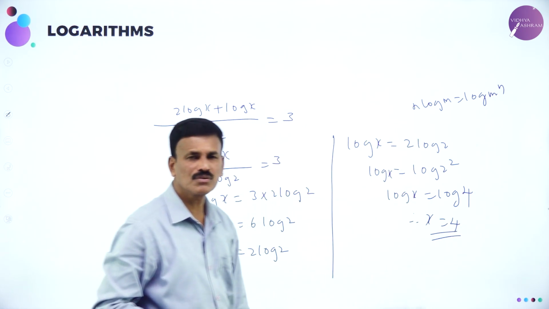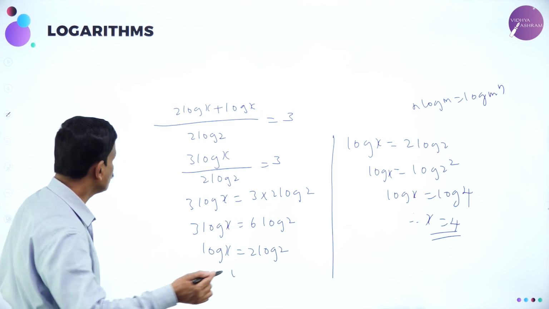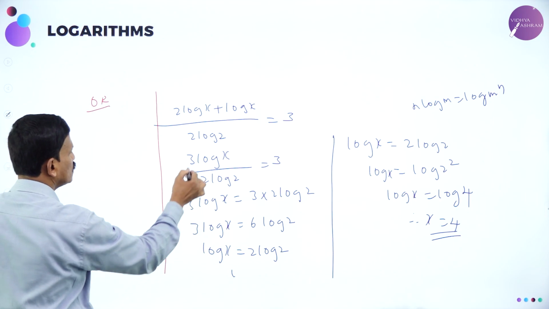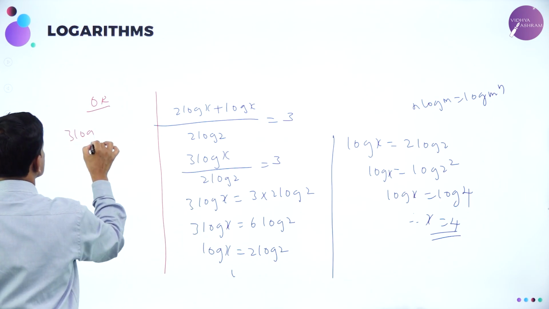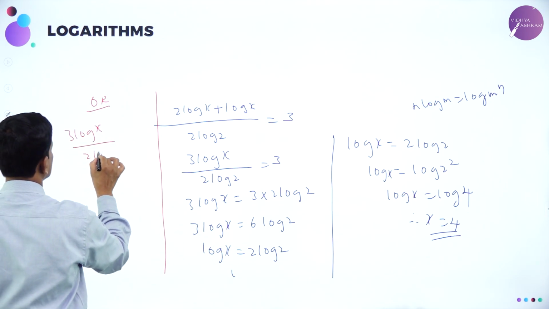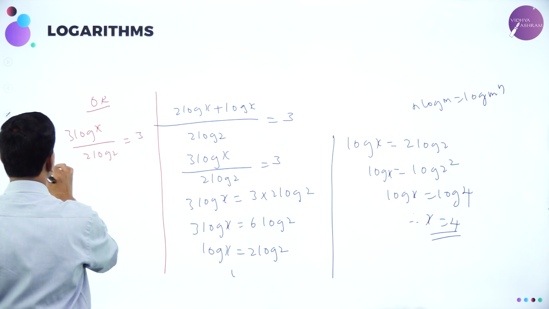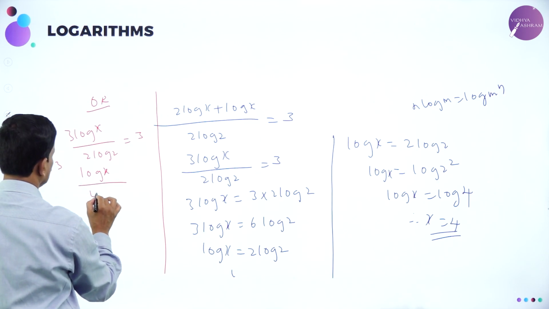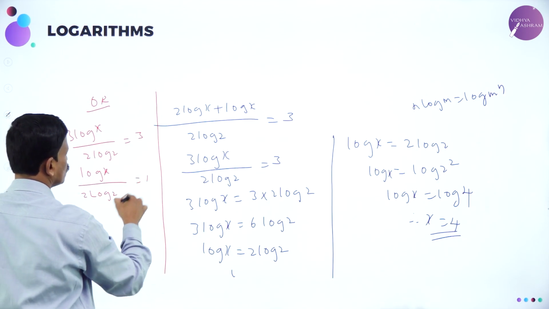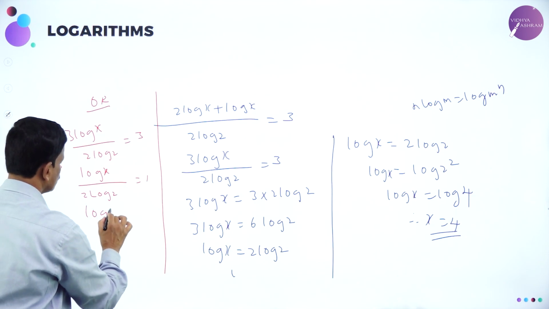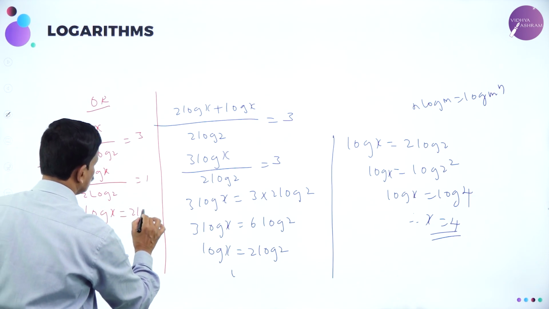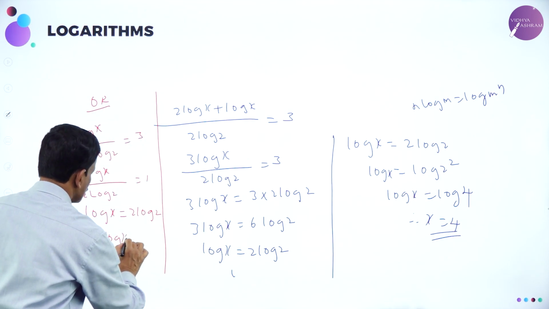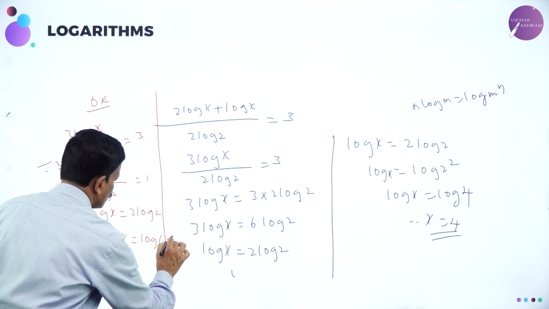That's it. This is how we are going to solve. Or if you want, you can solve like this also. Here, 3 log x divided by 2 log 2 is equal to 3. Just divide by 3. Then what you will get? Log x divided by 2 log 2 is equal to 1. Cross multiply it. If we cross multiply, log x is equal to 2 log 2, or we can also write this as logarithm of x is equal to logarithm of 2 square.